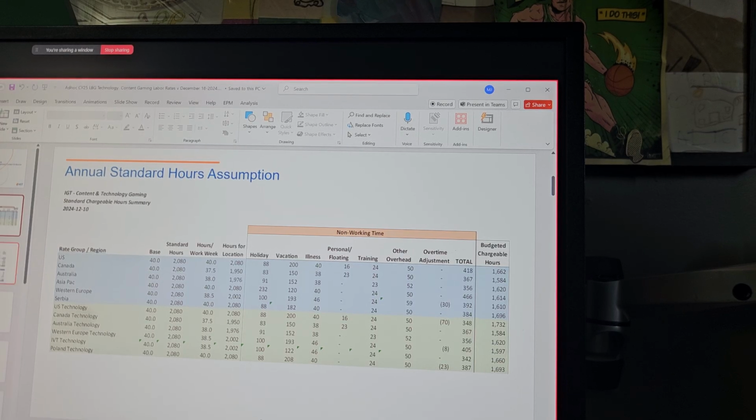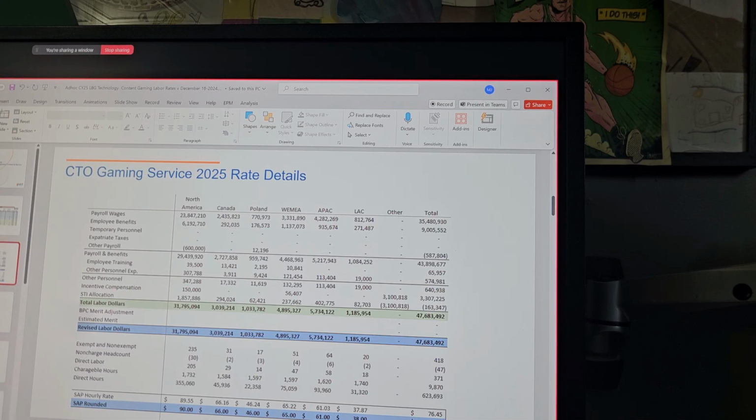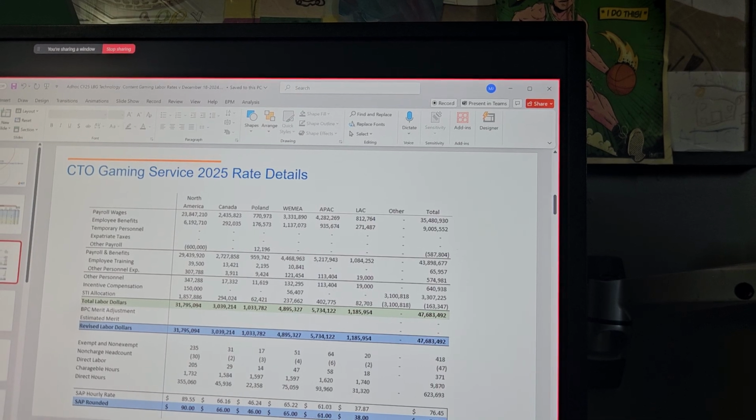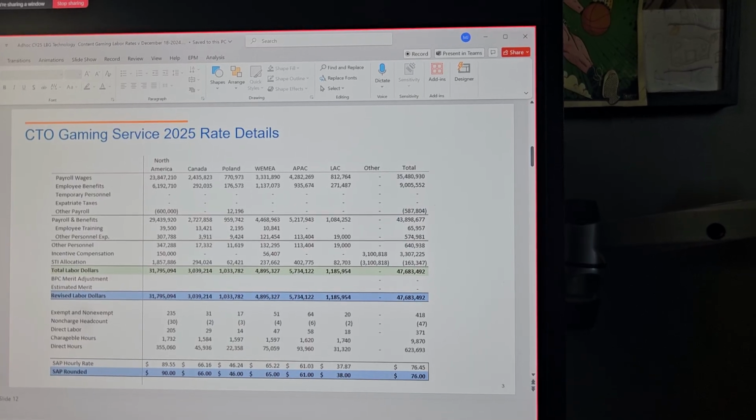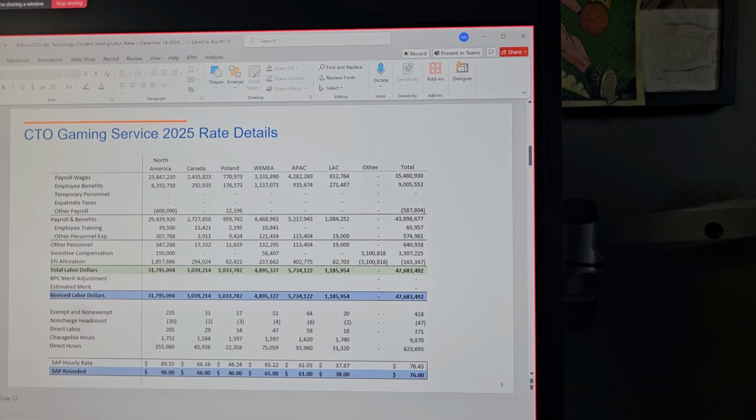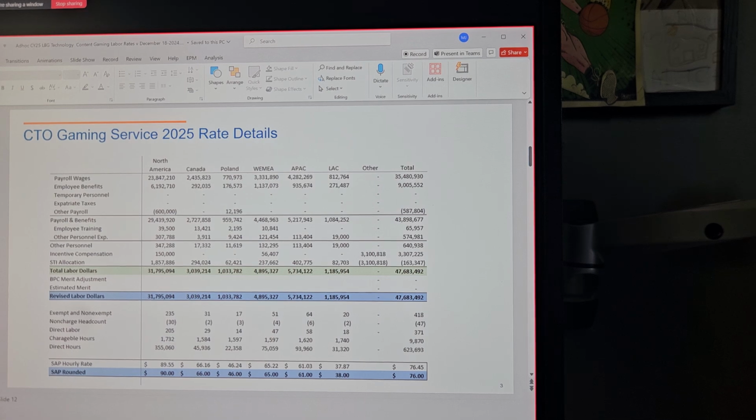Okay, and then on the next page is the actual calculation, where we take the payroll, wages, and employee benefits for someone that's in the budget. That's our budgeted number of dollars, and it also includes both people who are on board and any TBHs that we're going to hire throughout the year. And then we also include any training, any other personnel expense, and we include incentive compensation and STI.